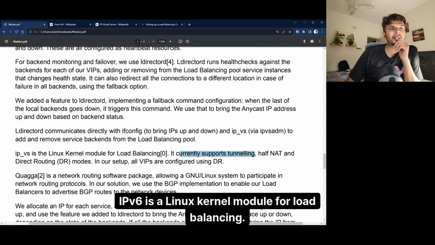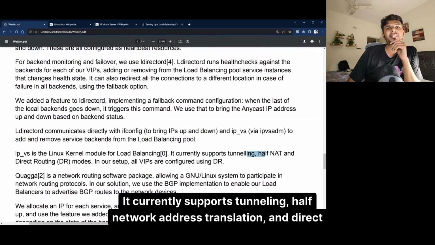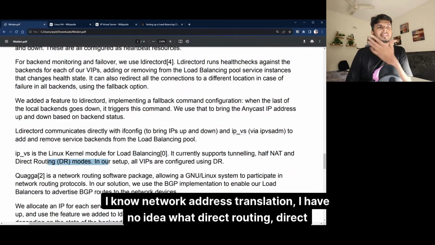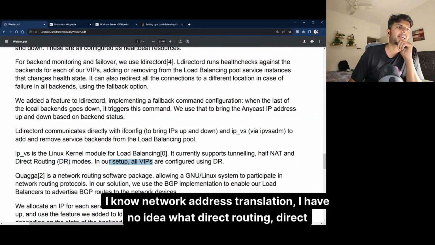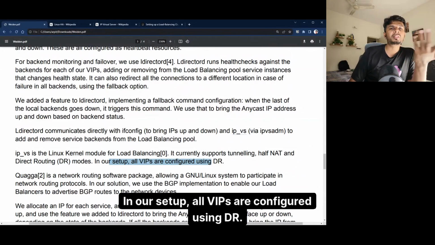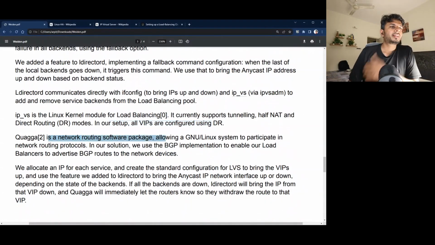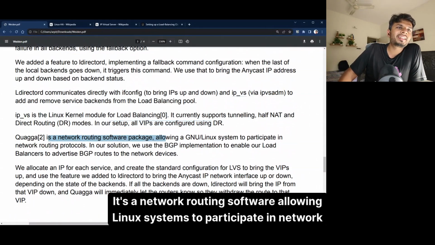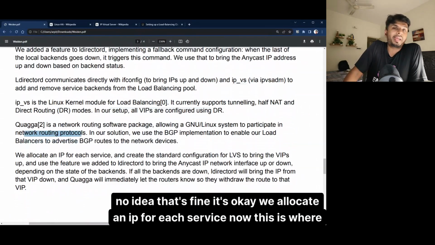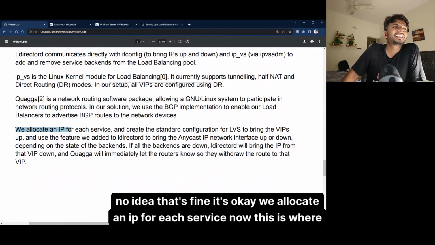IPVS is a Linux kernel module for load balancing. It currently supports tunneling, network address translation, and direct routing modes. No idea what that is. I know network address translation. I have no idea what direct routing, DR mode, is. In our setup, all VIPs are configured using DR. No clue, right? Then there is some tool called Quagga. It's network routing software allowing Linux systems to participate in network routing protocols. No idea. That's fine. It's okay.